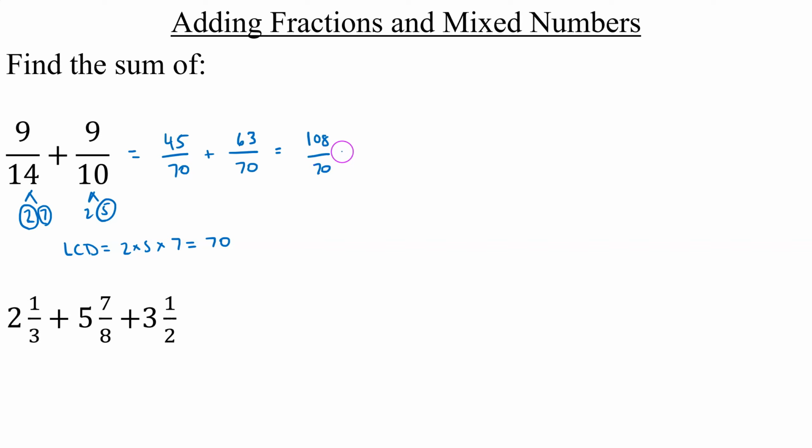Now you'll notice this is an improper fraction. It's a fraction greater than 1. And we know this because the numerator is larger than the denominator. When you run into this situation, generally you want to convert it to a mixed number. So we know that 70 goes into 108 one time, and then we want to figure out how much is left over. So 108 minus 70 gives us 38 left over. So our mixed number would be 1 and 38/70ths.